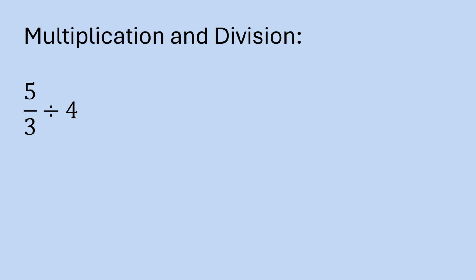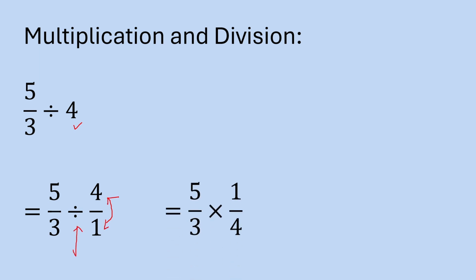Next example, 5 over 3 divided by 4. We can write 4 as 4 divided by 1, so we can write it like this: 5 over 3 divided by 4 over 1. Here we will change 4 over 1 to 1 over 4, and this sign will change to multiplication. So it is equal to 5 over 3 multiplied with 1 over 4. So 5 multiplied with 1 is equal to 5, and 3 multiplied with 4 is equal to 12. So the answer is 5 over 12. All values are positive, so the answer is positive.